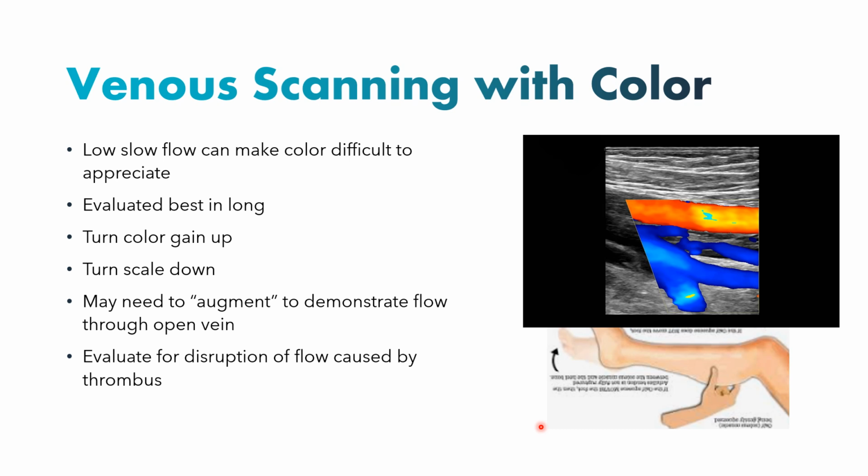We also, when we have color, want to look for disruptions in the lumen. So if I was missing color in this particular area of the lumen, that would indicate that maybe that's somewhere I want to spend a little bit more time with my compressions and evaluate if there's a difficult thrombus to see in that region.